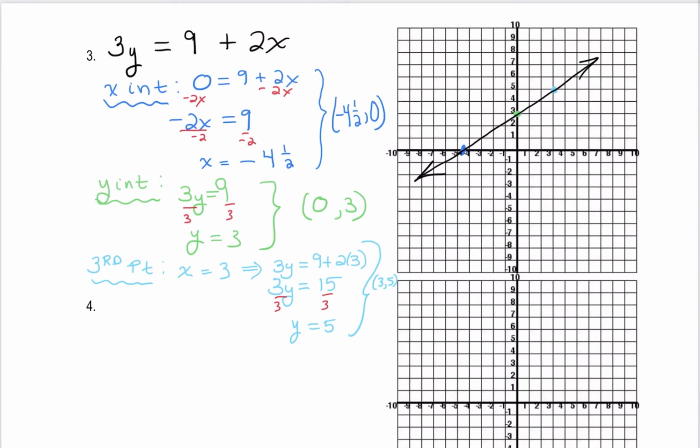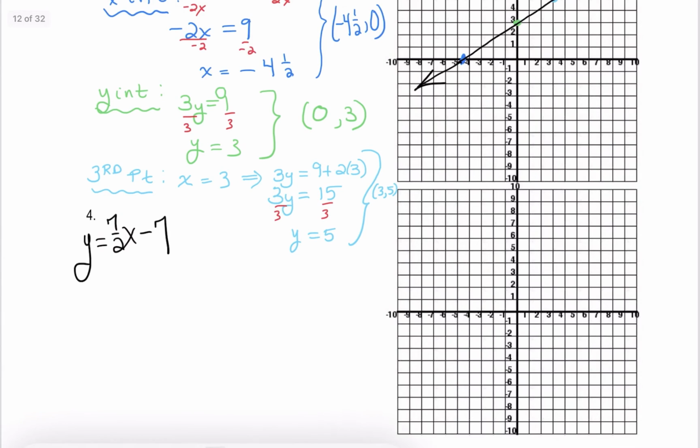Okay, one last one here. So number 4, y equals 7 halves x minus 7. All right, so on the x-intercept, remember, we're subbing in 0 for y. What you'll notice is oftentimes one of them might be a little bit more work than the other. This one is going to take a couple steps anyway to solve it. So let's say I get my plain number on the left, I'll add my 7. And so I'm going to have 7 equals 7 halves x.